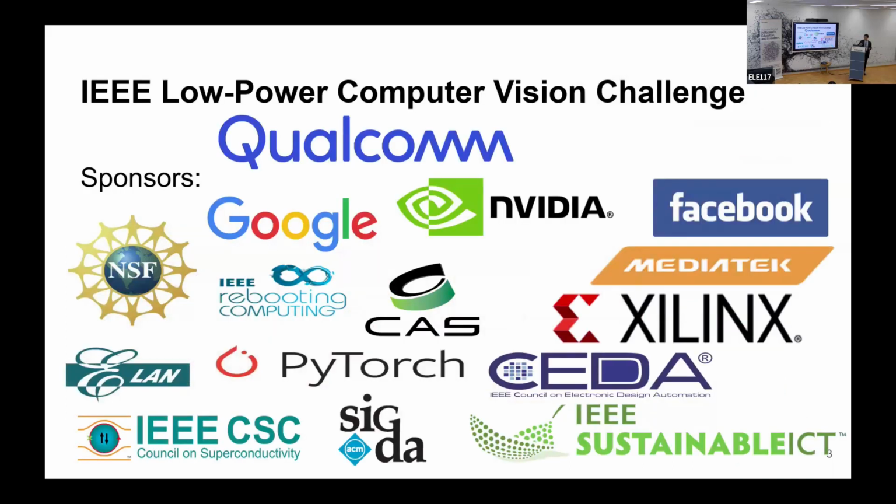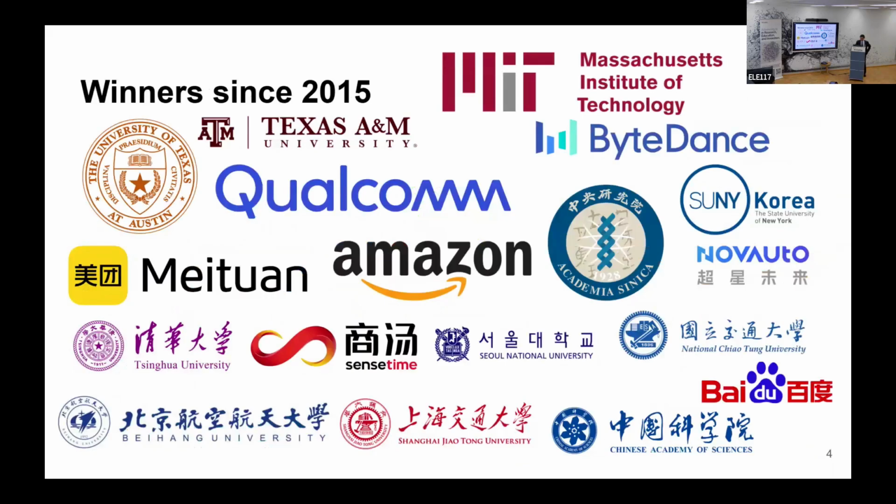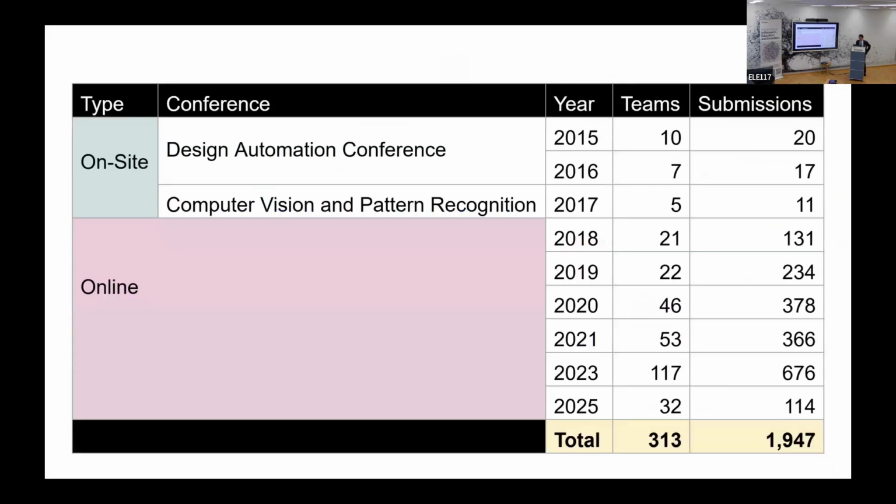And also, this is an advertisement of a computer vision competition I've been organizing for 10 years. Time goes fast. These are the sponsors over the 10 years. These are the winners. And this one is running right now, this month, 2025. And right now, we already have 32 teams internationally running the low power competition.